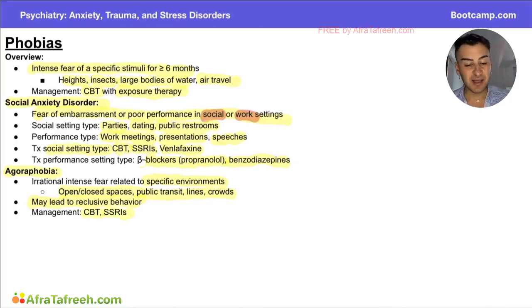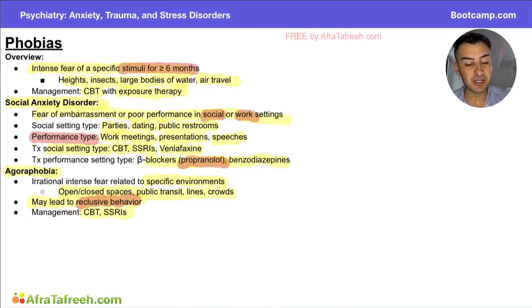So I just want to highlight a few important things in red here in terms of our phobias. It's important that stimuli are going to be for greater than or equal to 6 months. Also, in terms of social anxiety disorder, we have to differentiate between social and work settings. And then performance type is going to be almost always treated with propranolol, which is our non-selective beta blocker. That is super high yield, guys. In terms of agoraphobia, it's important to note that reclusive behavior and relationship to open spaces, closed spaces, and crowds are going to really tip us off to this diagnosis.